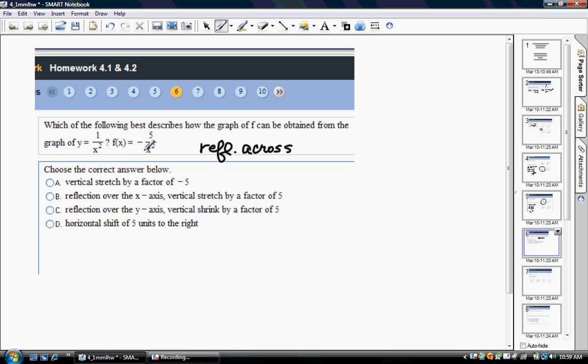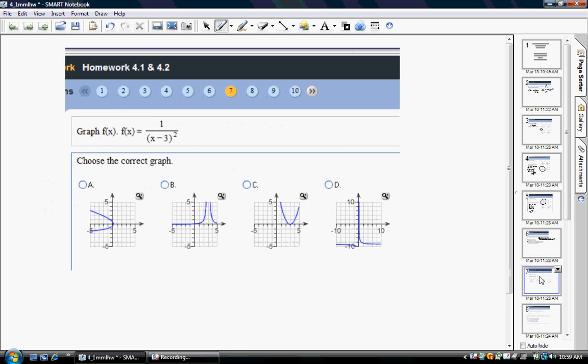Okay, this is really taking the opposite of y, and the opposite of y occurs across the x-axis. And what about that factor of 5? What does it do? Right, it has a vertical stretch by the factor of 5. So which one satisfies that? That would be reflection over the x, vertical stretch by 5, so that would be B.